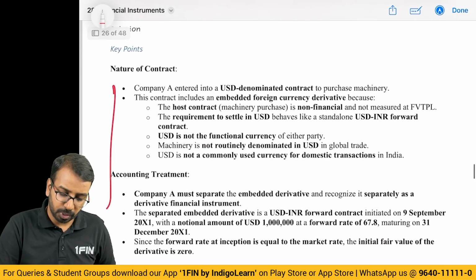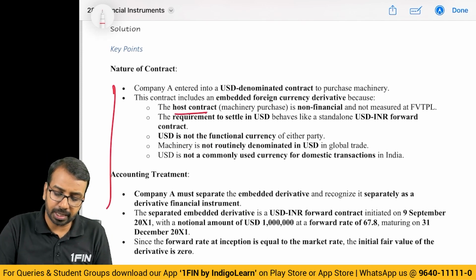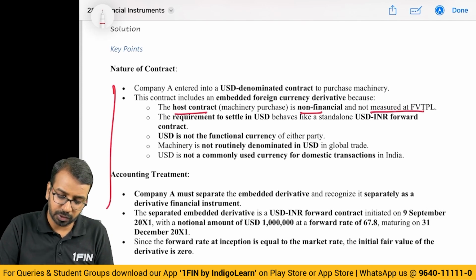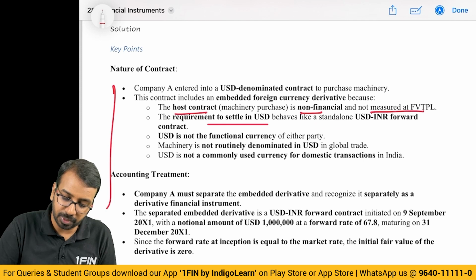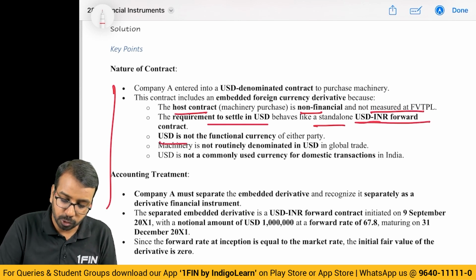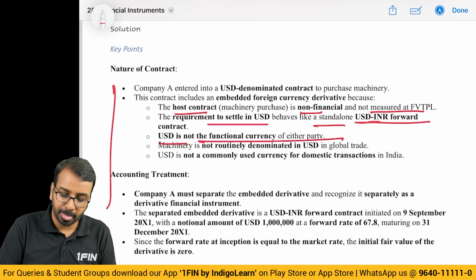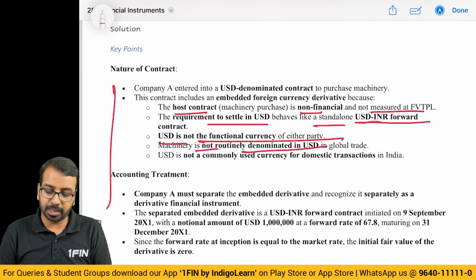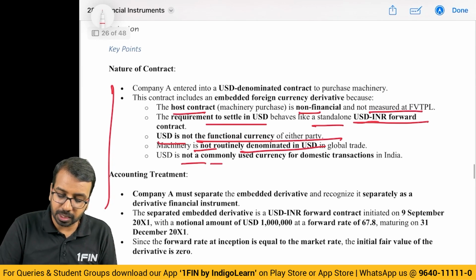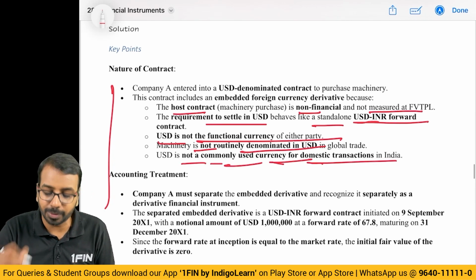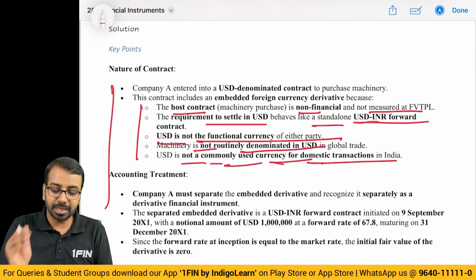So first you explain that the host contract is a non-financial asset, it's not measured at FVTPL. The requirement to settle in USD makes it behave like a standalone forward contract. USD is not the functional currency of either party. Machinery is not routinely denominated in USD. USD is not a commonly used currency for domestic transactions in India. Hence, there is an embedded derivative.